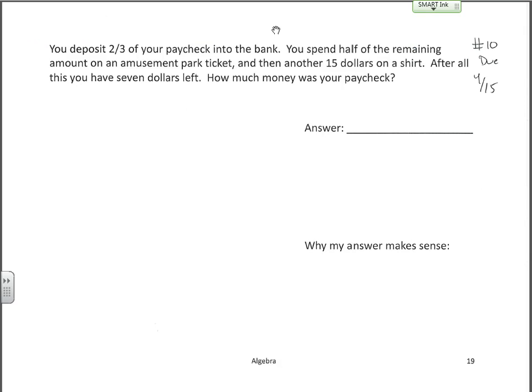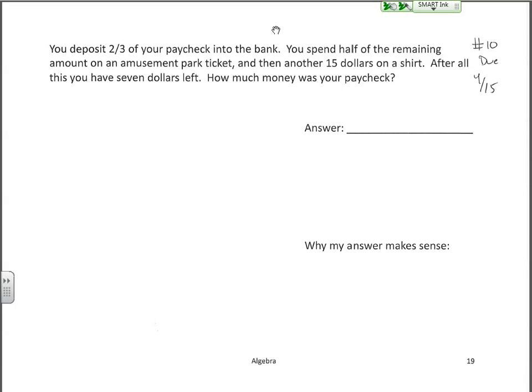Here with you to go over packet number 10, which is due April 15th, tax day for the adults in your life. So the first question here: you deposit 2/3 of your paycheck to the bank. Smart. You spend half of the remaining amount on an amusement park ticket, then another $15 on a shirt. After all this, you have $7 left. How much money was your paycheck?